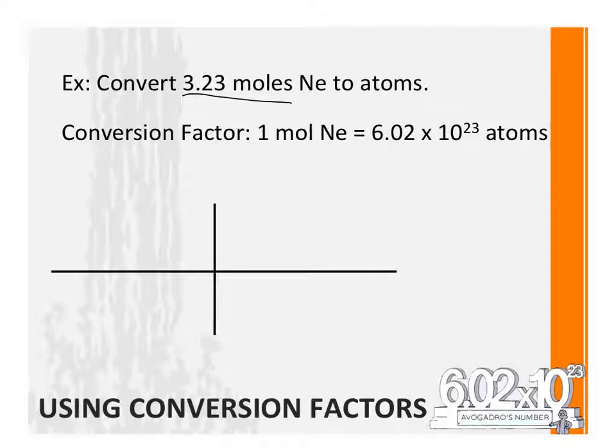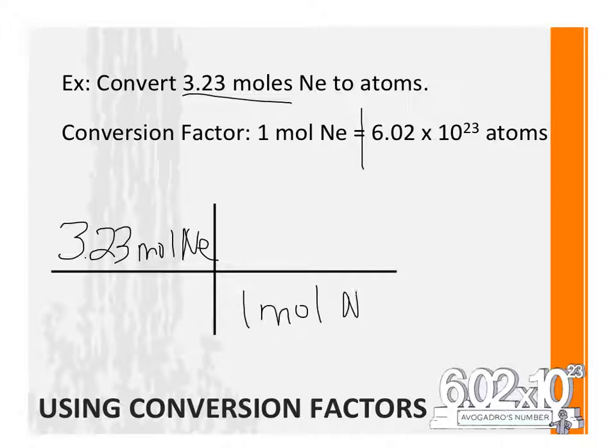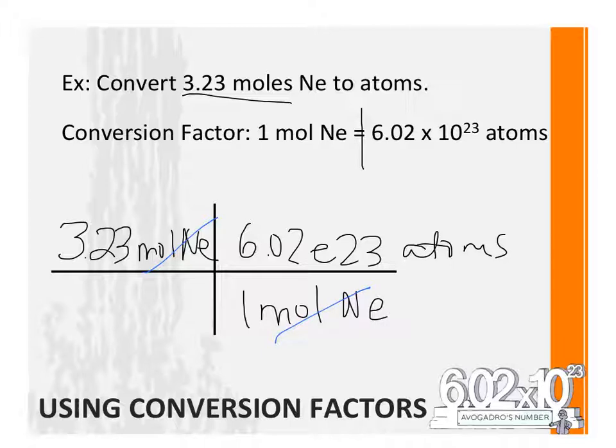Again, we start with the number and unit given, that goes in the top left, so 3.23 moles of neon. And now I want to write my conversion factor, choosing my denominator between the two to get moles to cancel. So I'm going to write 1 mole of neon on the bottom and Avogadro's number on the top. Moles of neon will now cancel, and we'll get our answer in atoms of neon. Our answer then, using sig figs, is 1.94 times 10 to the 24th atoms of neon.